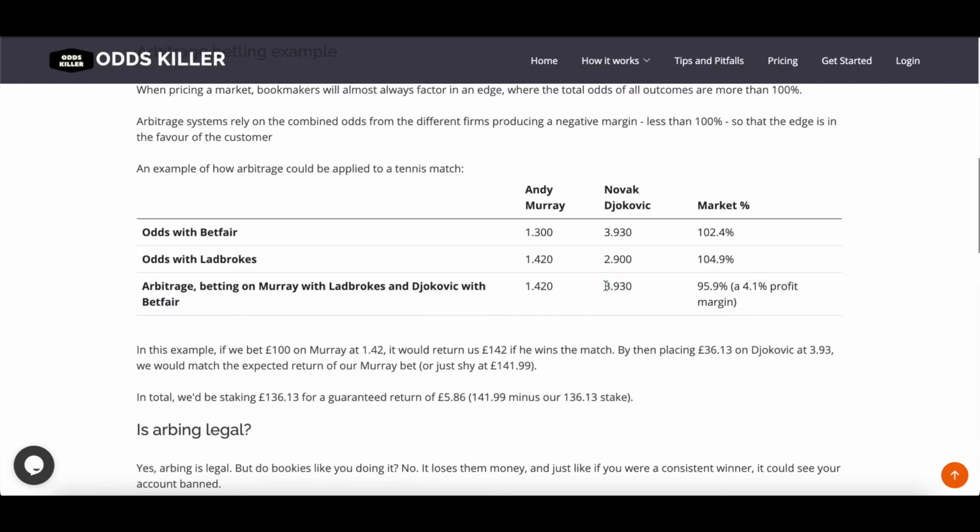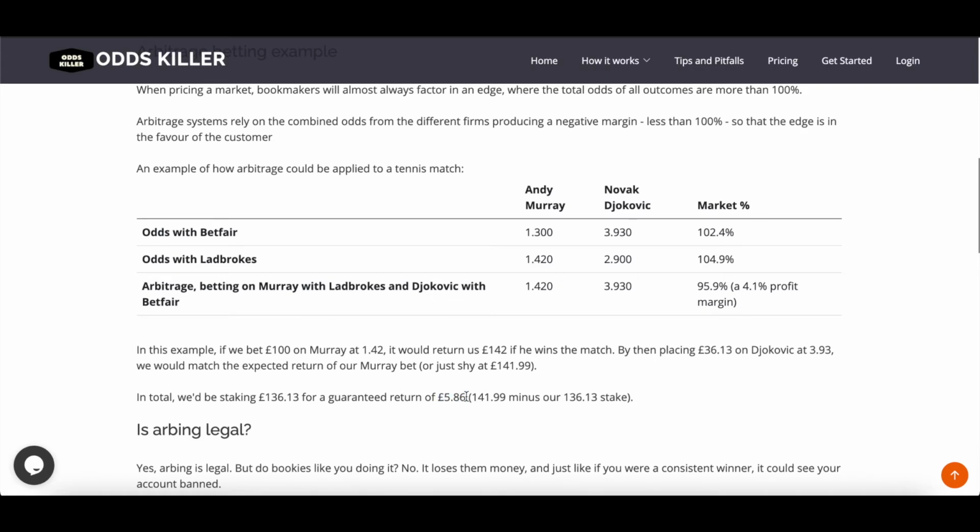In the second bet, I will not place on Ladbrokes, but I will place it on Betfair. Now, to get the same £142, I need to place only £36. Now, as you can see, if Andy Murray wins, I get £142. If Novak Djokovic wins, I get £142. And I have put 100 plus 36, which means I put £136 in total and I'm getting £142 no matter who wins. Which means that I have a profit of around £6.